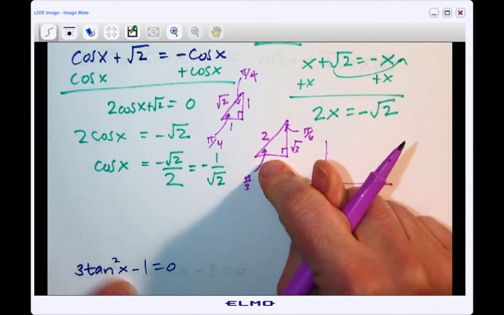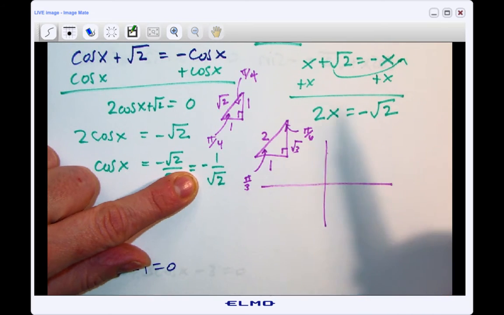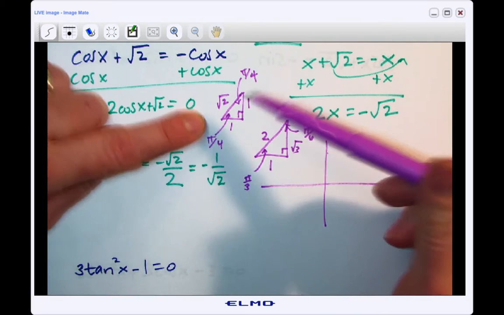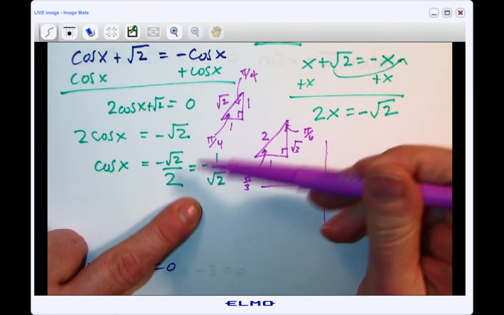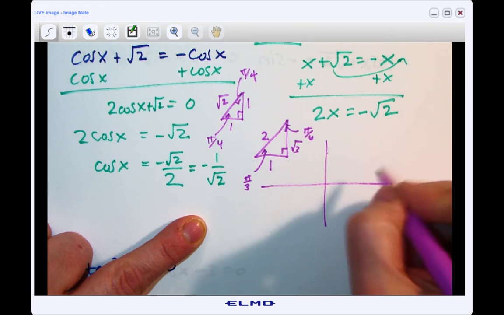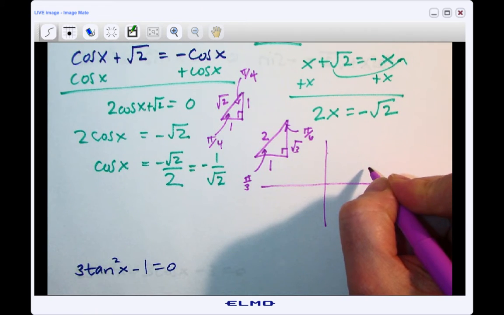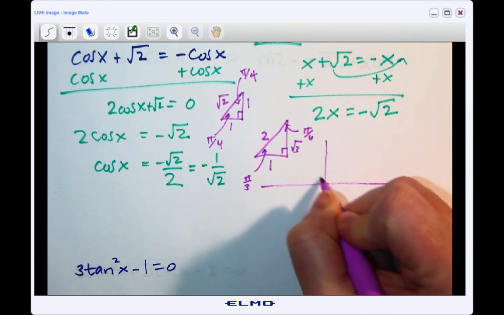So we have to decide between these 2 triangles which one is going to give us this kind of ratio. And hopefully you can see this one doesn't have a root 2. It's obviously this triangle, right? And then we have to decide where I am going to draw that triangle. There are 4 quadrants I can draw it in. I know that in quadrant 1, cosine is positive, so I'm not going to draw it there. In quadrant 2, cosine is negative, so I'm going to draw it there.